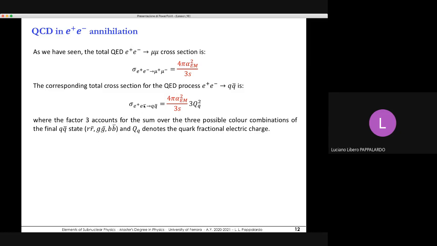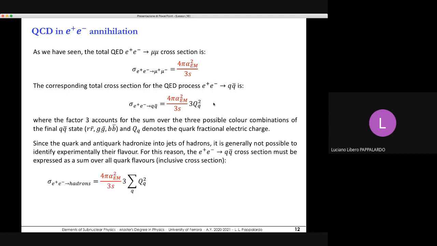The point here is that in the initial state, the color is 0 because we have only leptons. And so by color charge conservation, we must have a total zero color in the final state, where we produce a quark-anti-quark pair. This can only be if these come in red anti-red, green anti-green, blue anti-blue. Since all these 3 possibilities are equally probable, one has to add a factor of 3 here. So when you compare the two, essentially the difference is just a number: 3 times the square of the fractional charges of quarks.